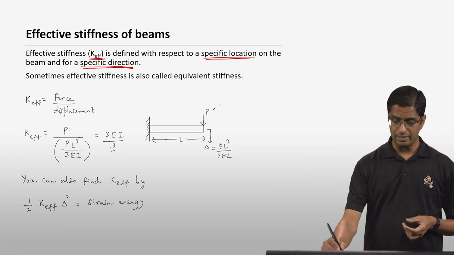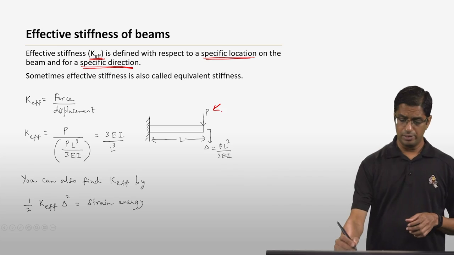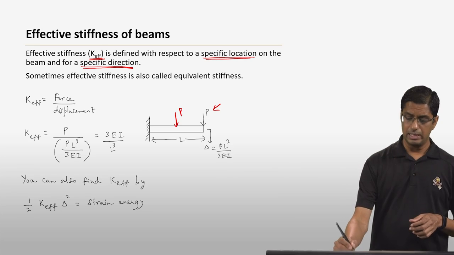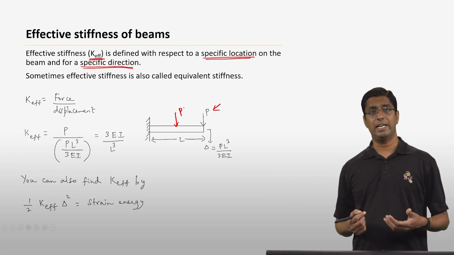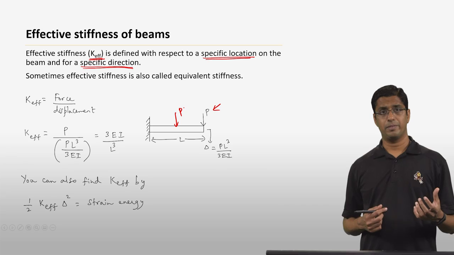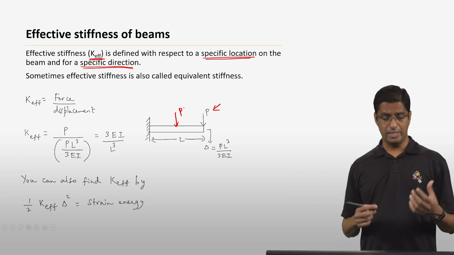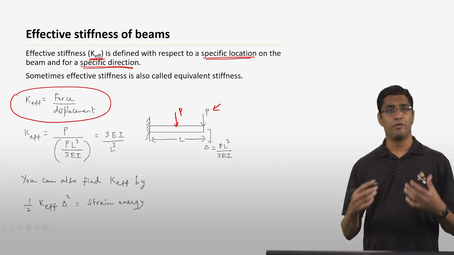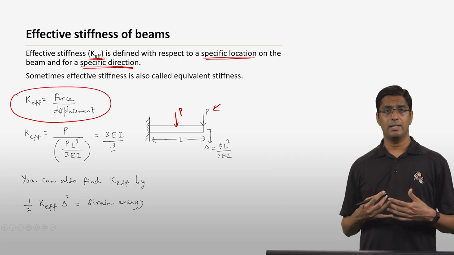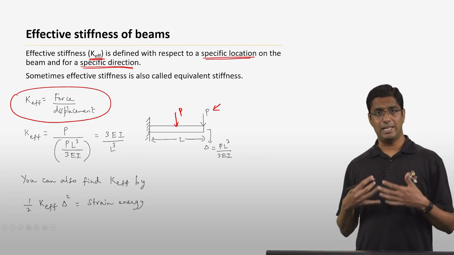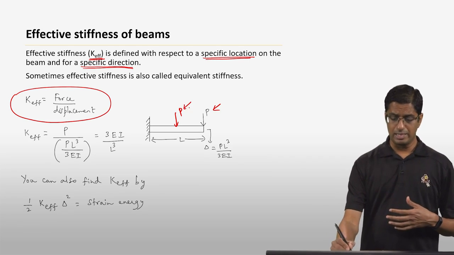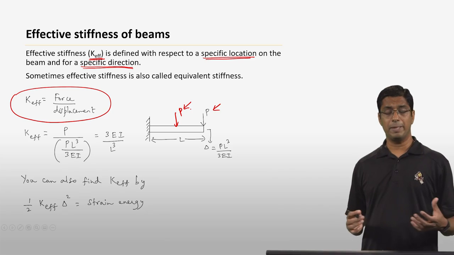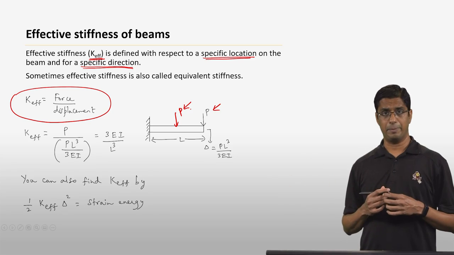You can also easily see that instead of applying the force at the tip of the cantilever as you have done here, if you apply the force at some point in the middle, the deflection is going to be smaller. So if you think of the effective stiffness as force divided by some displacement, then the effective stiffness is going to be larger if you apply the force at some point in the middle of the beam rather than at the tip of the beam.